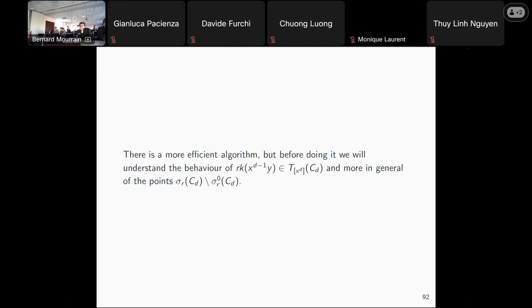So since I know that this guy belongs to sigma 2 and is not of rank 2, can I go directly to the right rank? And more generally, once I know the border rank and I test that it doesn't have that rank, can I go directly to the right rank of this guy?